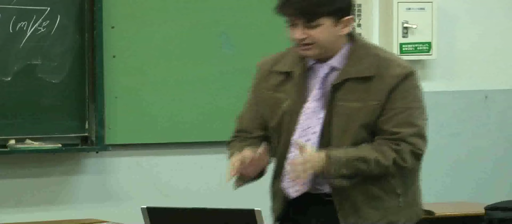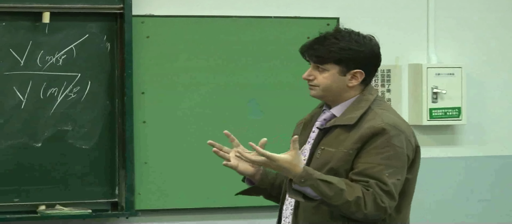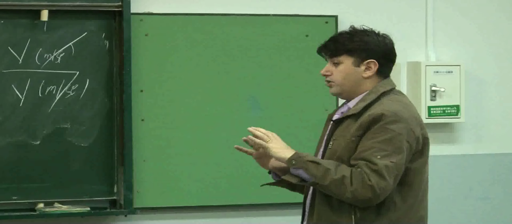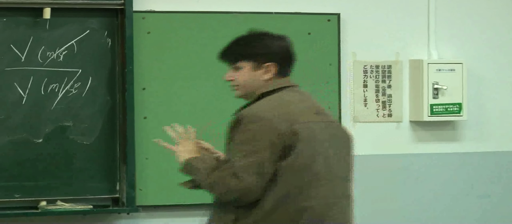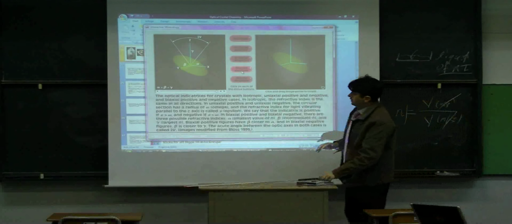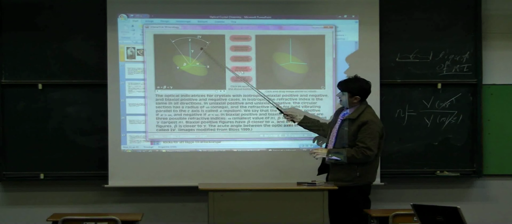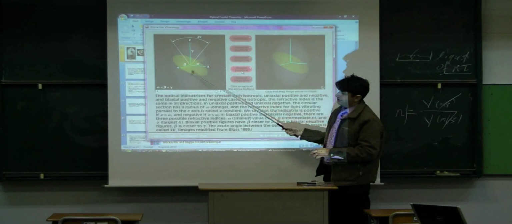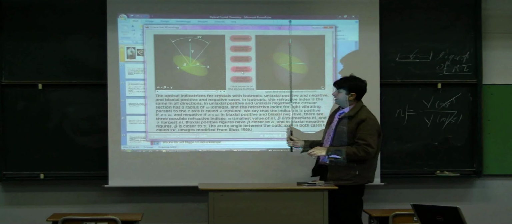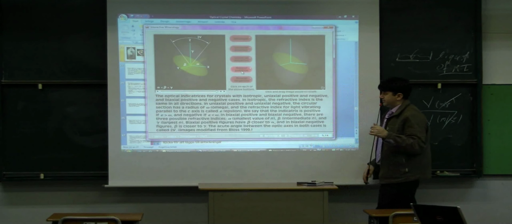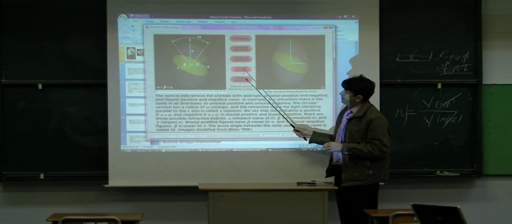We have biaxial. What's the meaning of biaxial? None of the axes is equal. We have three refractive indices, alpha, beta, gamma. We have three different refractive indices. We have positive and negative.